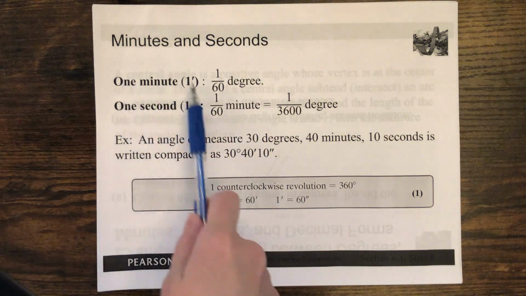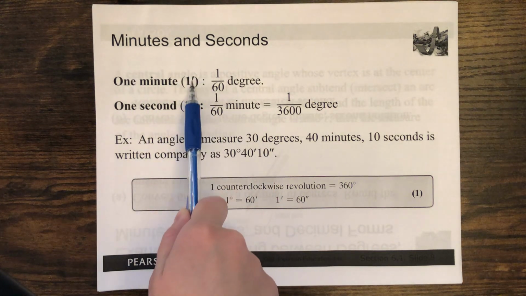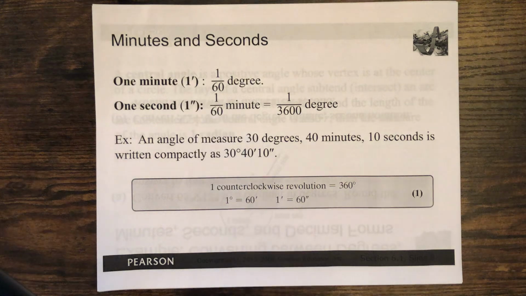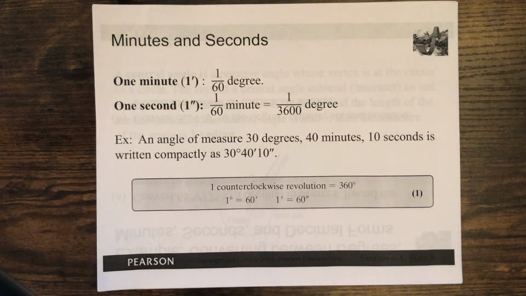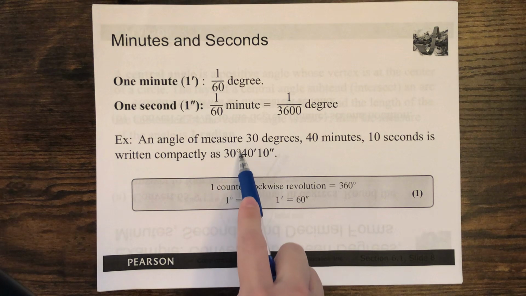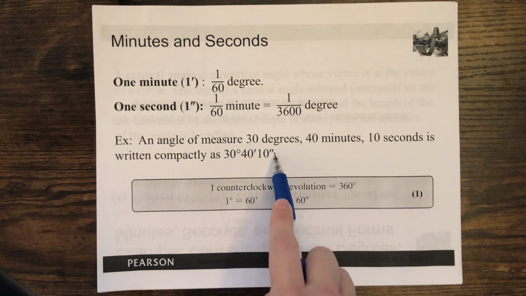So we define 1 minute, and we use this to mean 1 minute. 1 minute is known as 1/60th of a degree. Okay, so that means 1 second, of course, we already know to be 1/60th of a minute, and that would make it 1/3600th of a degree. So again, let's think about what that means. As an example, an angle of measure 30 degrees, 40 minutes, 10 seconds is written like this, and this is how it's read: 30 degrees, 40 minutes, 10 seconds.